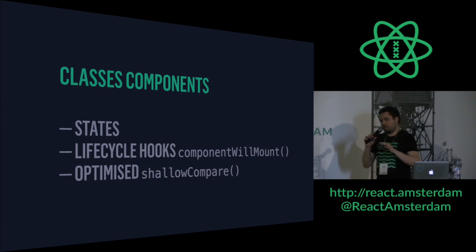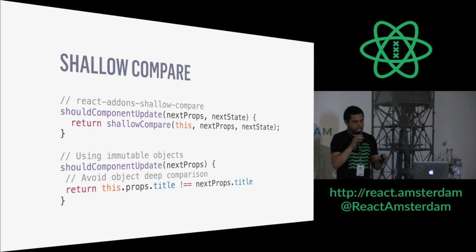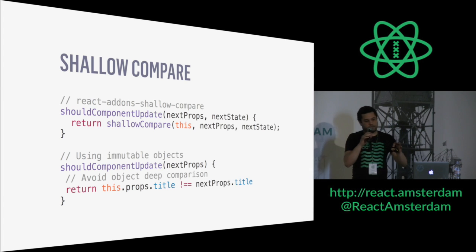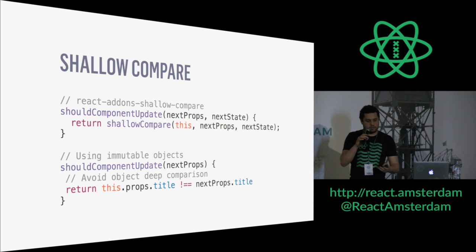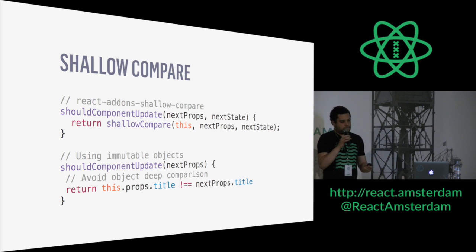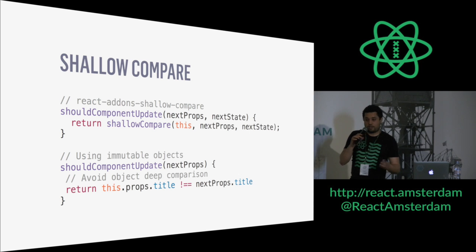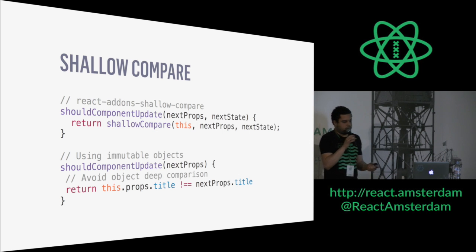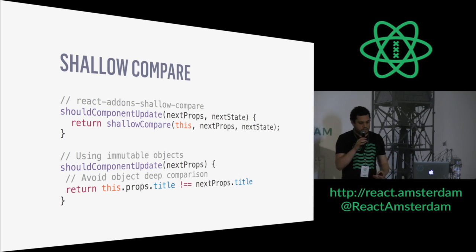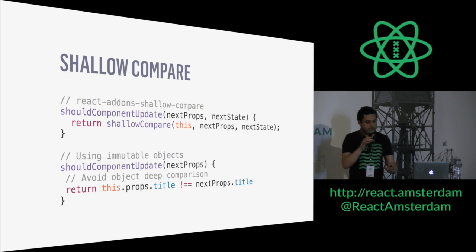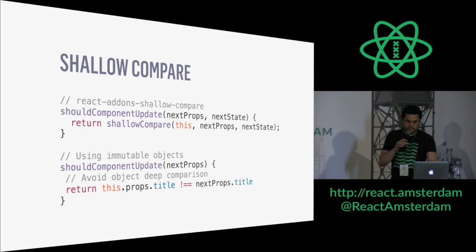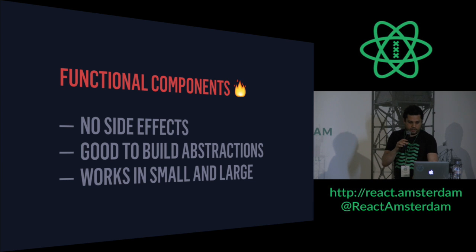So what shallow compare does, like a deep comparison in your object. So the first block is the default using React add-on shallow compare, and the second one I would really suggest using Immutable.js. Then you can just check. You can avoid the object deep comparison and check only the prop you want, and this is going to avoid the component re-rendering. So that's a good benefit from the class.